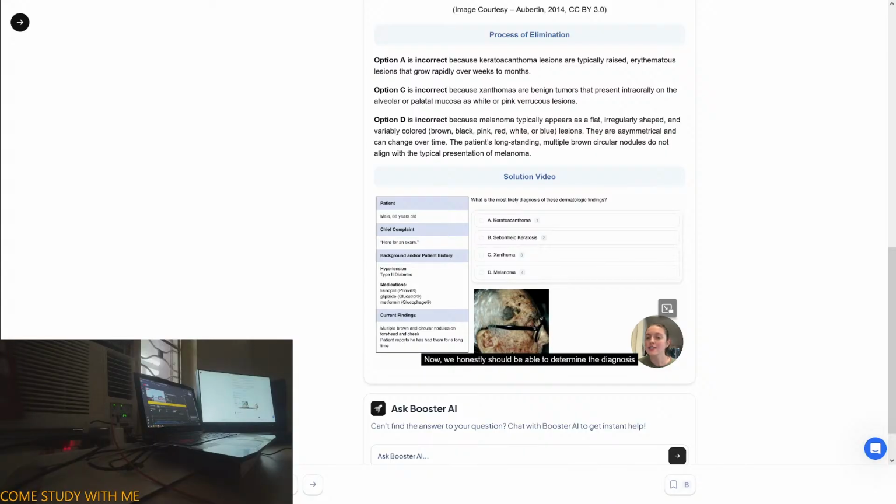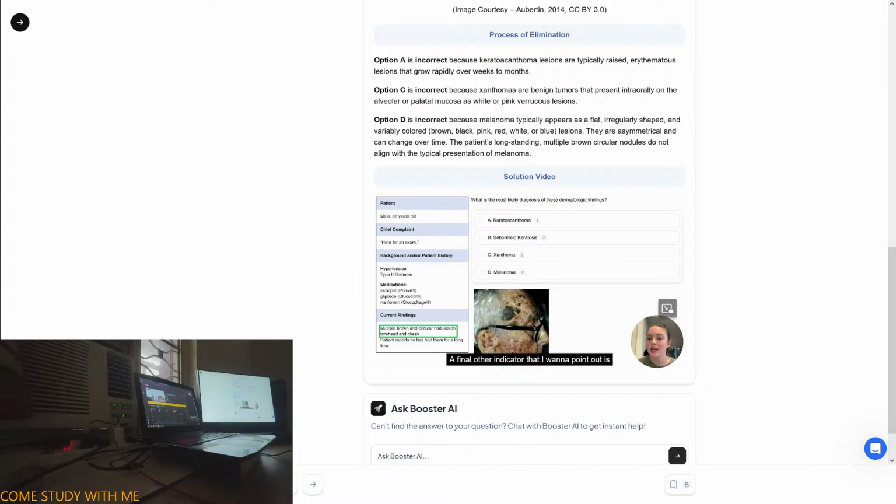Now, we honestly should be able to determine the diagnosis for these lesions solely by looking at the images, but some information given to us in the patient box can help us narrow down the diagnosis if we are unable to just diagnose from the picture. This description of the lesions as multiple brown circular nodules, as well as their location on the forehead and cheek, is really helpful information. This very accurately describes the correct diagnosis, and it's very commonly seen in these locations.